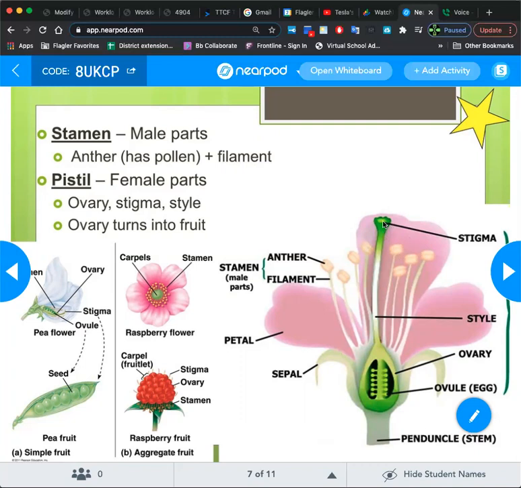So you've got the stigma, the style is just the tube that connects it to the ovary, and then the ovary, you have your ovules, the egg, all that stuff. Basically, once it gets pollinated and fertilized, this is going to mature. This becomes the fruit of the plant and will contain seeds inside of it.